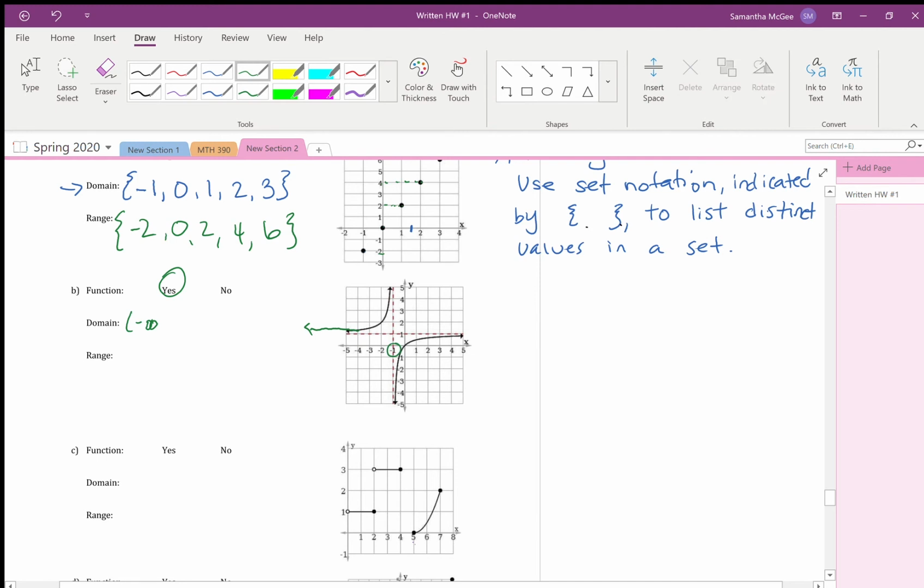Right? It's at -1 that we have this vertical asymptote. And so we don't have an output for -1. We can't plug in -1. So if we can't plug in -1, we don't want to include it in our set. So we're going to use a parenthesis.